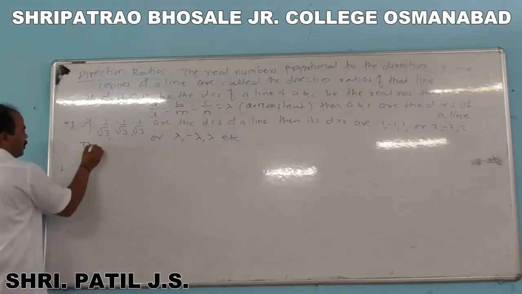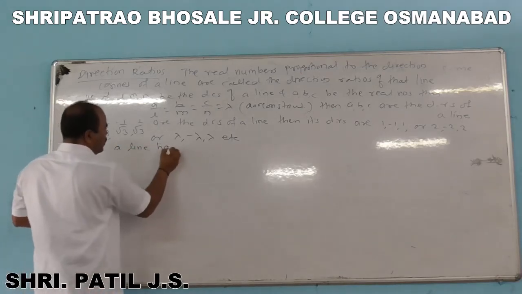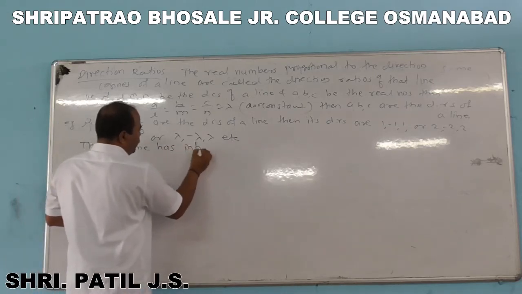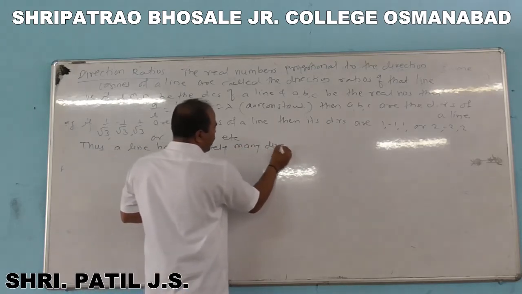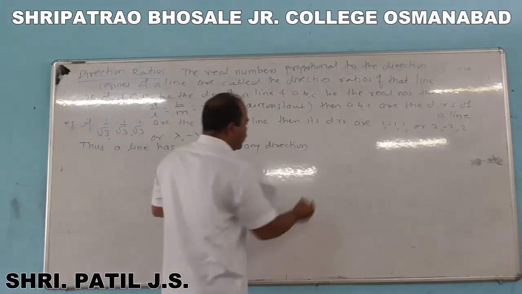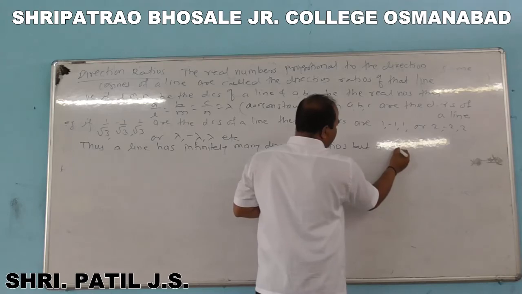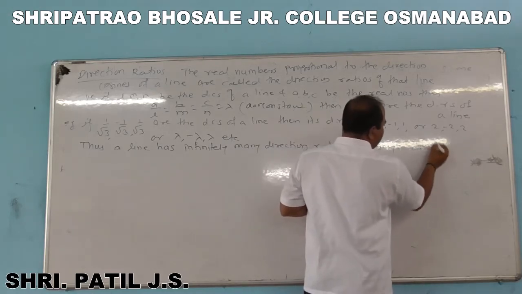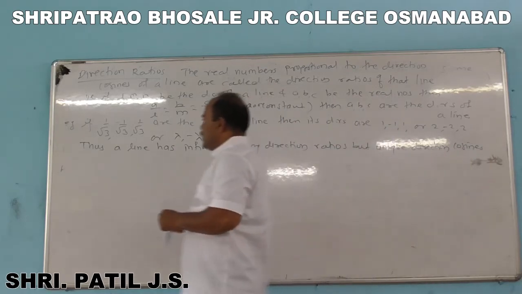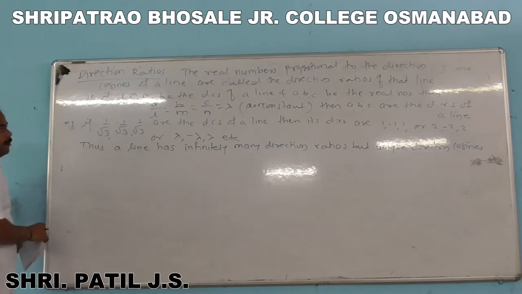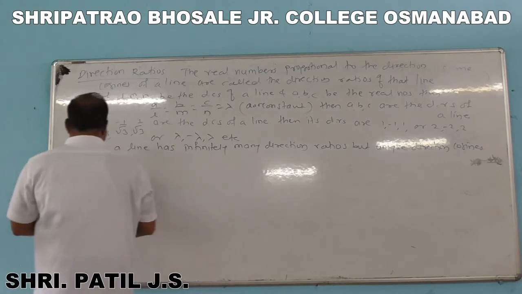Thus a line has infinitely many direction ratios but unique direction cosines. Note, this is important: a line has infinitely many direction ratios but unique direction cosines.